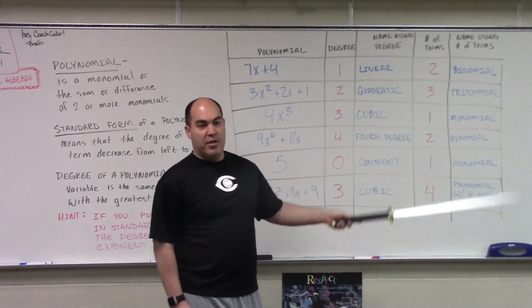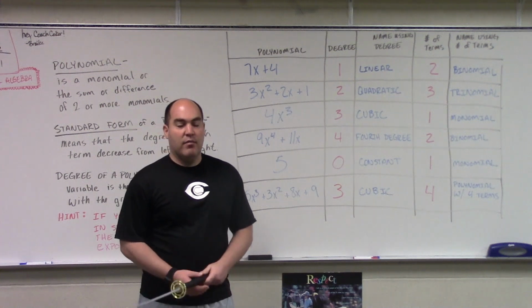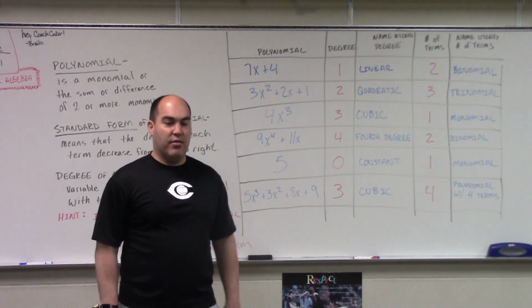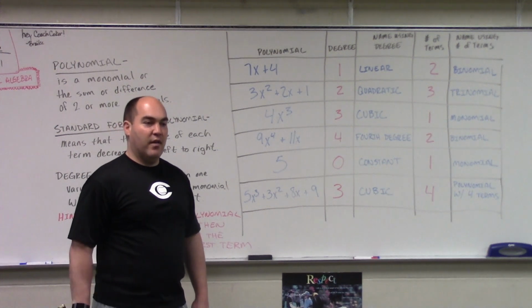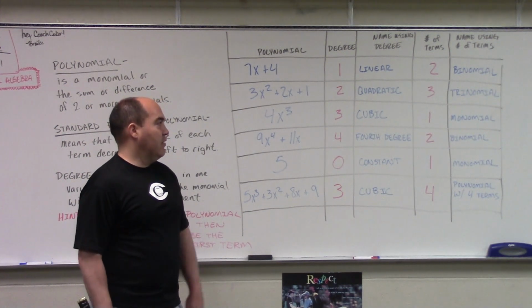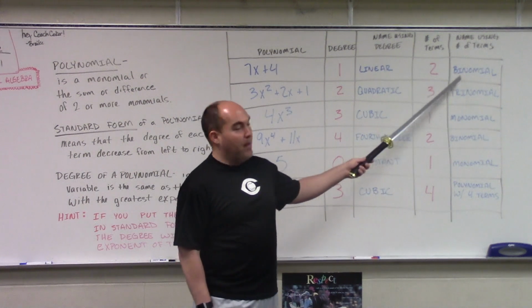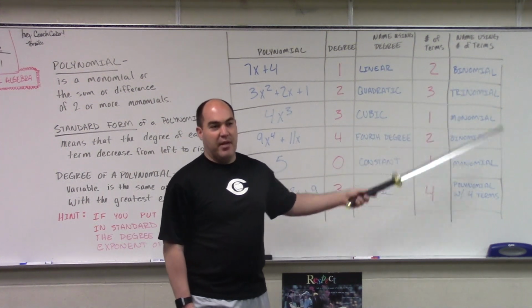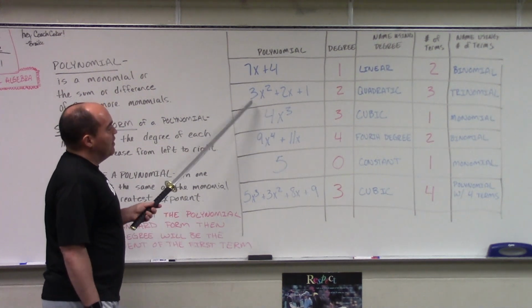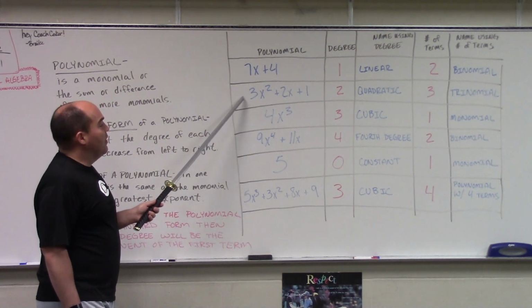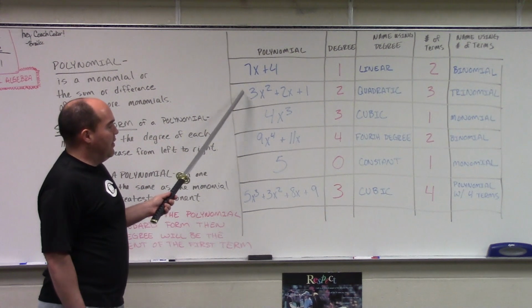A binomial, just like what you have at your house is a bicycle because it's got 2 wheels. You ride on it, you have fun, you play outside. It's a bicycle. So 2 terms, binomial, it's kind of the same thing. It's lots of fun. So next example, 3x squared plus 2x plus 1.